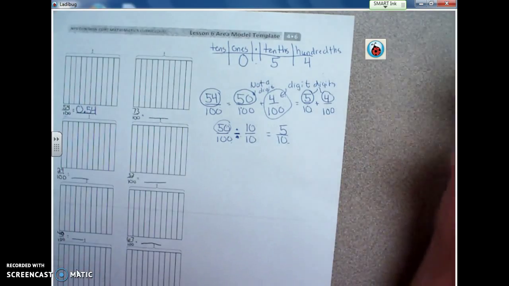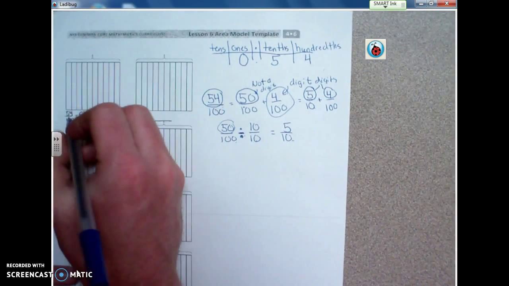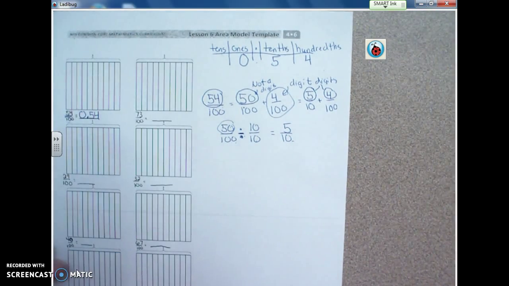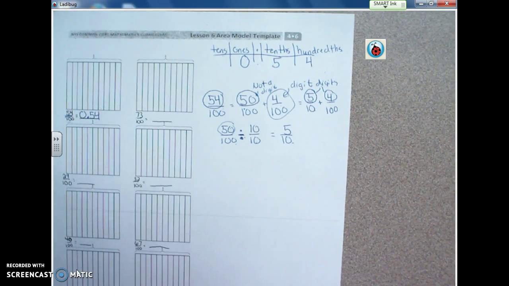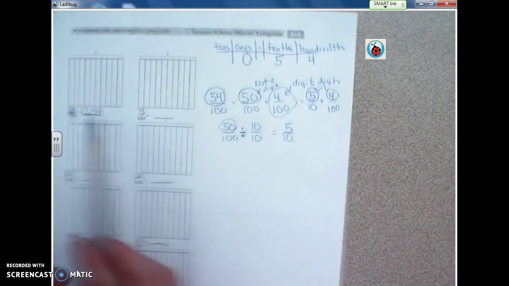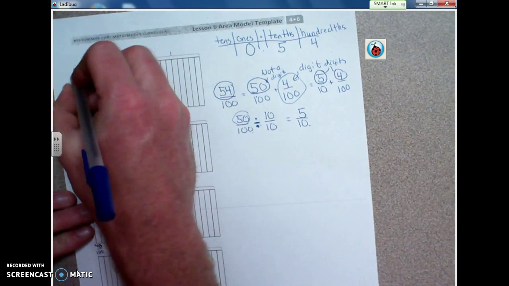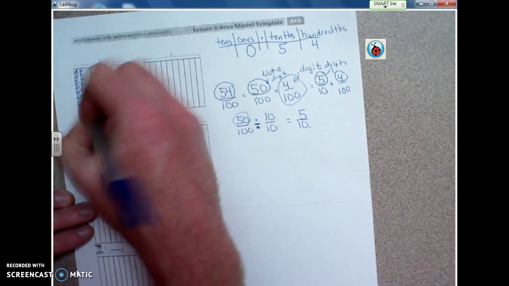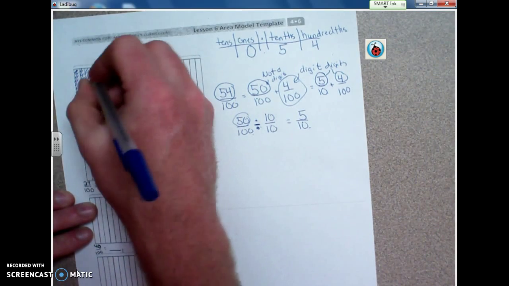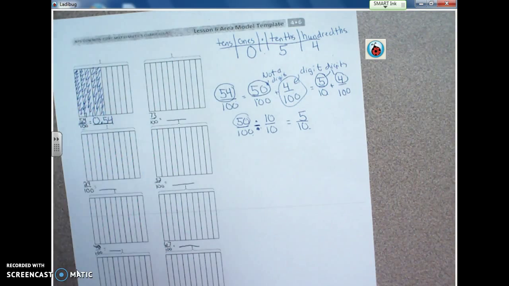All right, let me take a step back here. Let me look at how I'm going to shade this now. So I need 54 hundredths. But if I look at my model, it's broken into tenths. I've seen that 54 hundredths has 5 tenths. So I'm going to shade in 5 tenths. 1, 2, 3, 4, 5. There's my 5 tenths.